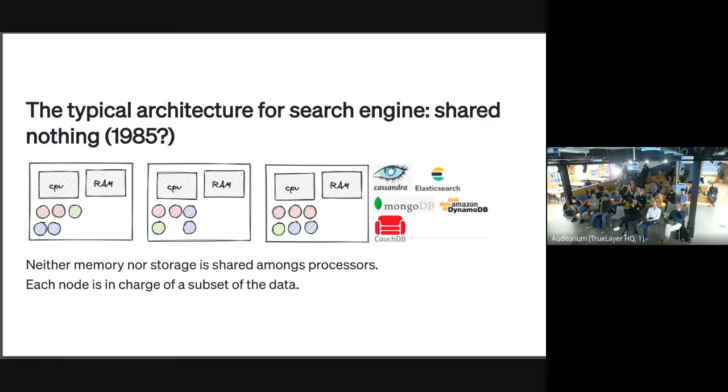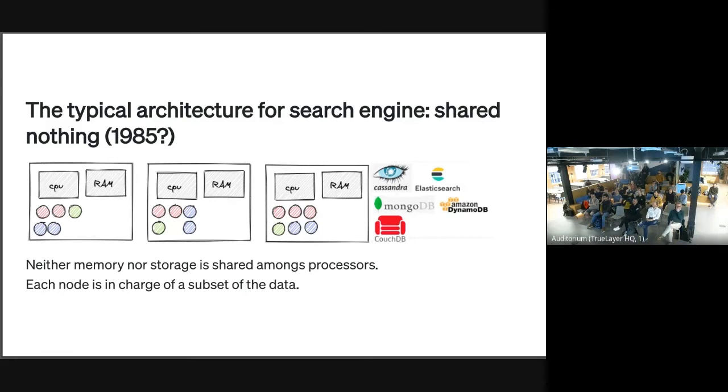So now we know what a search engine is, we know what a log search engine is, the characteristics at least, and I will now present the typical architecture that has existed since the 80s for search engines: the shared nothing architecture. It's a very simple architecture. Imagine you have a big data set, you split it by shard, and then each node will handle a shard. There is no shared memory, there is no shared storage. So each node is in charge of a subset of the data and does not depend on the other machines.